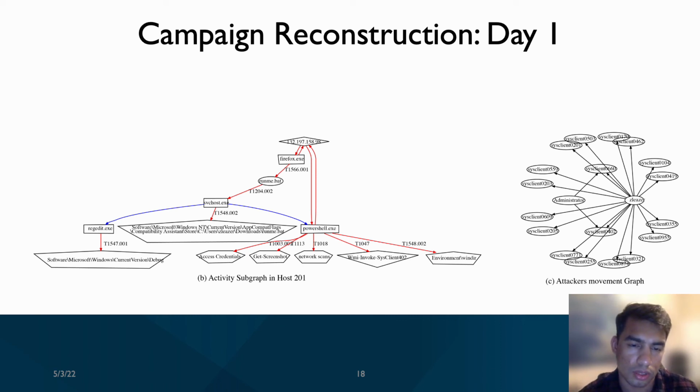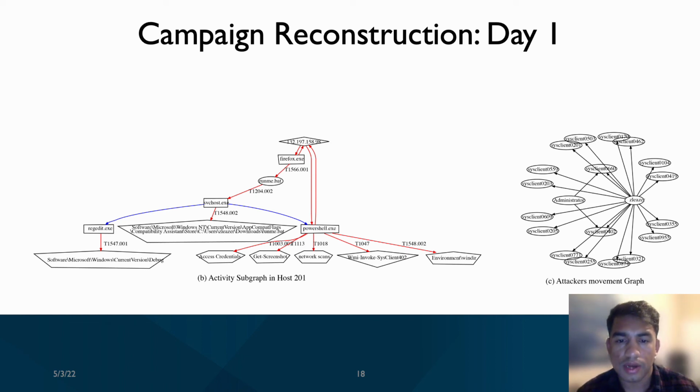That includes malicious file download using Firefox, user execution of the downloaded file, then registry installation, then run key installation, and then the PowerShell performs several discovery techniques, and finally the lateral movement using WMI invoke to host 402.